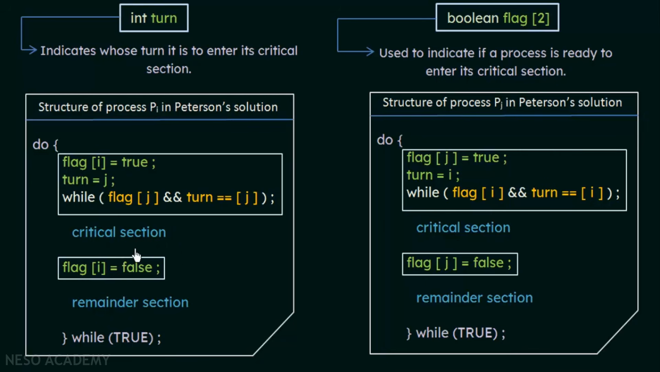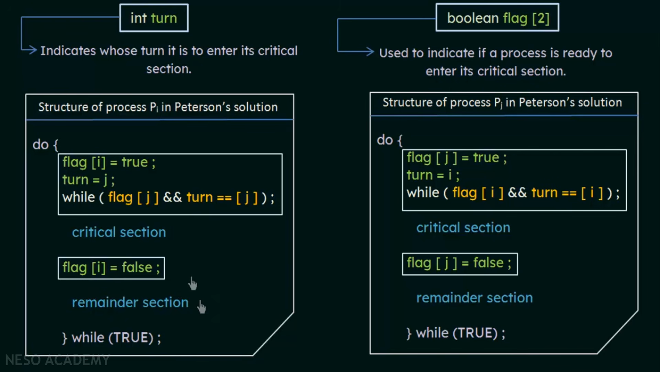And after pi completes its critical section, what happens? It is setting the value of flag of i as false, because it has completed its critical section. So it is indicating that I don't want to execute in critical section anymore. So flag of i is set to false. And then it goes on to execute its remainder section.